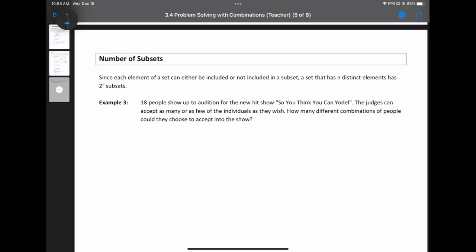What happens when that first person comes up on stage? You're going to either accept them into the show or you're not. There's 2 possibilities. So the first person, there's 2 possible outcomes. You either accept them or you don't, which is a little bit like the gumballs. If there's one purple gumball, you either eat it or you don't. The second person, 2 possible outcomes. The third person, 2 possible outcomes. Accept them or don't. And then this is going to keep going until we get to the 18th person, and there's 2 possible outcomes for them as well.